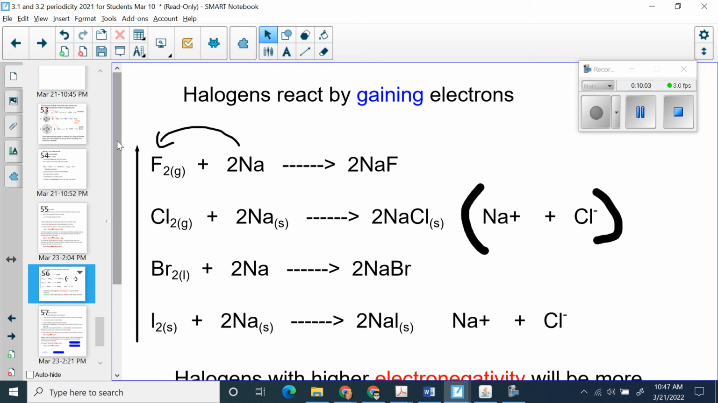And these super reactive halogens are actually used as disinfectants. Chlorine is used to make chlorine bleach that eventually is a disinfectant. Bromine is used to disinfect hot tubs, right? Iodine is used as a disinfectant for skin, right? So you might get that iodine solution.